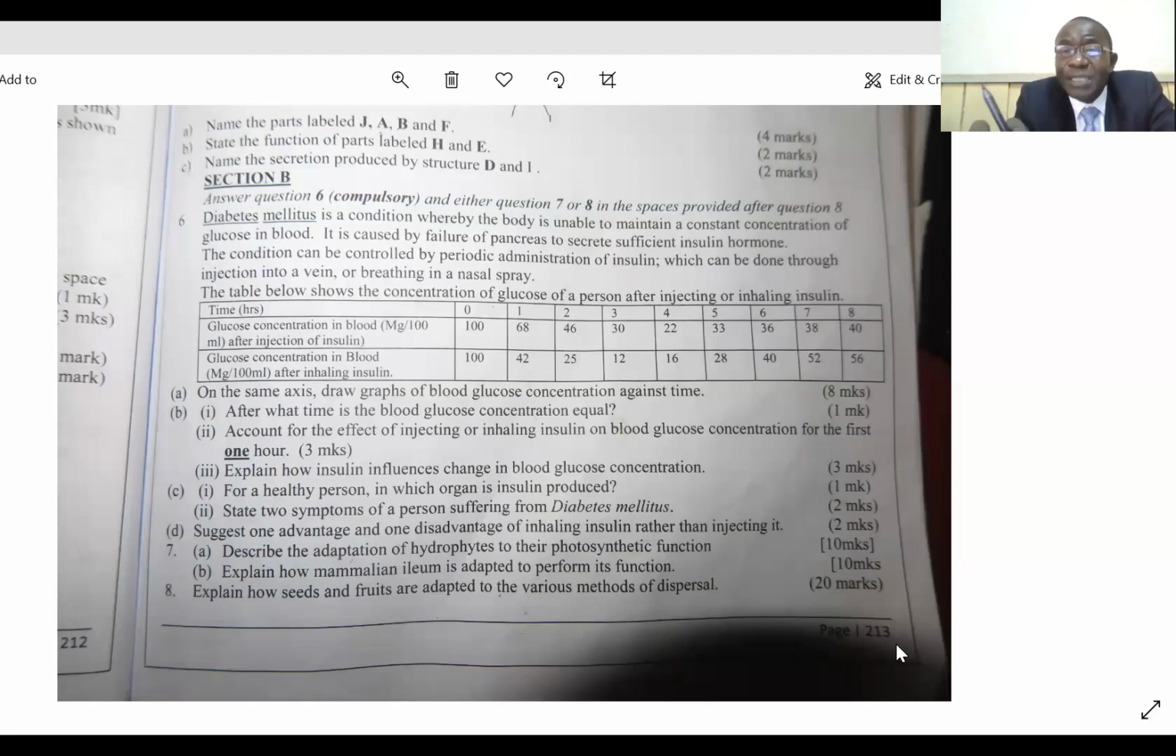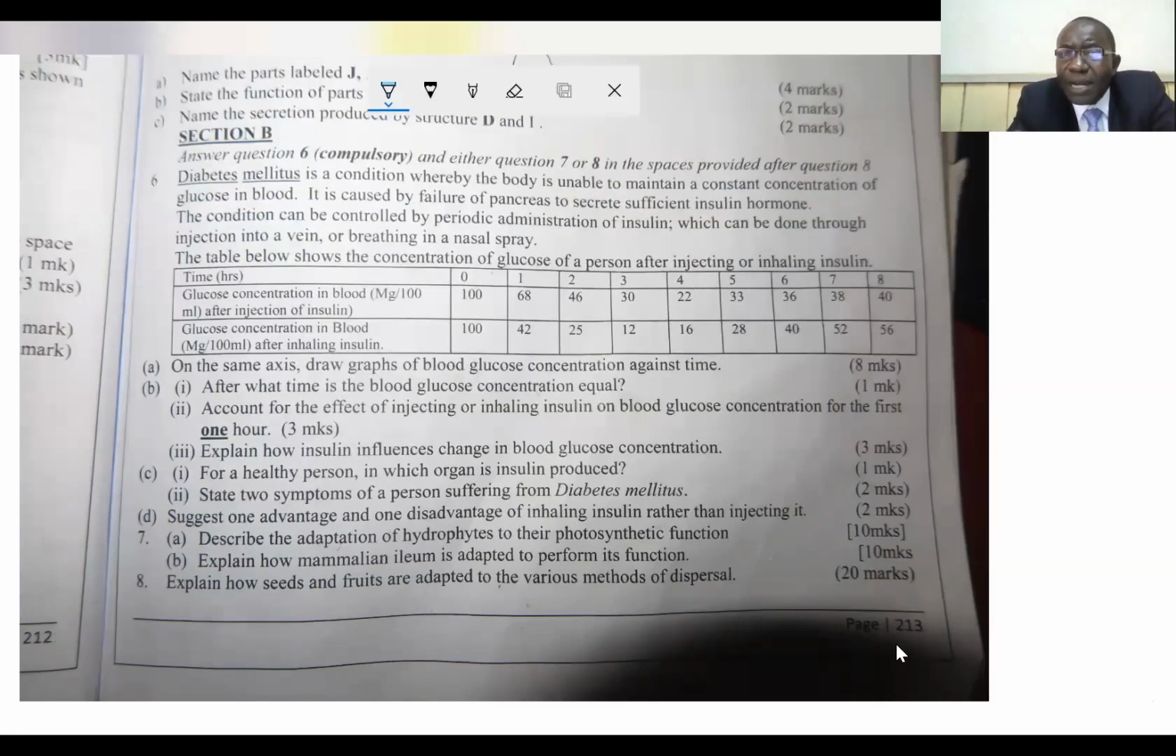There are 8 marks being given. And I always tell my students that 8 marks in graph work is a free mark. As a matter of fact, you should be able to get that 8 marks. So here we come to the phrase, on the same axis. You should underline that one. On the same axis, draw a graph of blood glucose concentration against time.